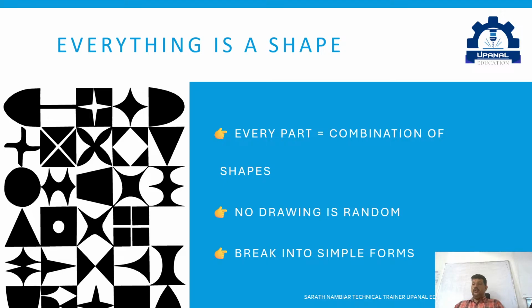So what should we do? Don't try to understand the full part at once. Break it down, just like how we eat food. When you're having a dosa, will we eat it in one mouthful? No. We'll break it into parts, right? Similarly, one bite at a time. So in the drawing, what will we do? We'll do one shape at a time.